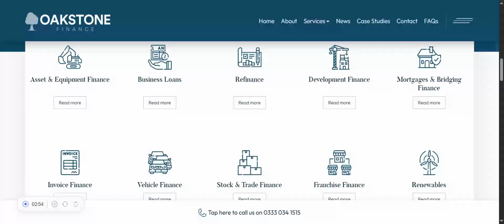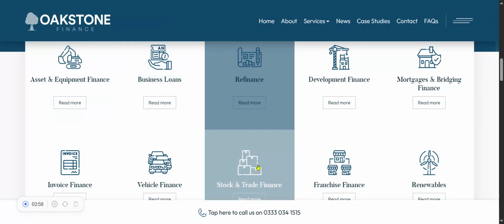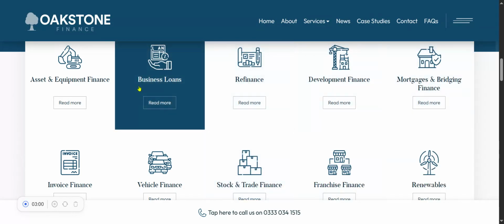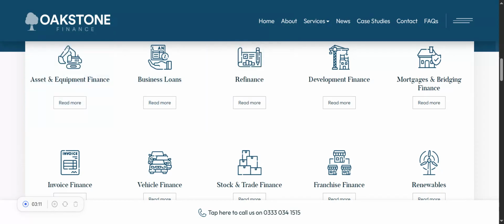So let me show you an example right here. You see this website right here has read more, read more, read more, and so on. Although it has what the page is about right here, it would have been better if this asset and equipment finance was clickable compared to the read more.